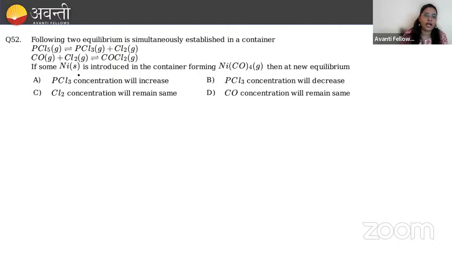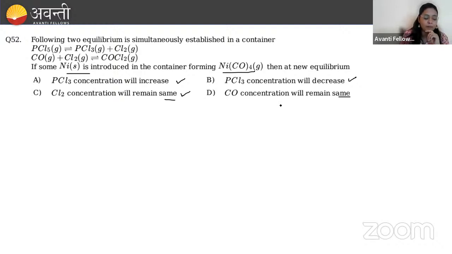If some Ni is introduced in the container forming Ni(CO)4, then at new equilibrium, what will be present? PCl3 concentration will increase. PCl3 concentration will decrease. Cl2 concentration will remain same. CO concentration will remain same. Whether PCl3 concentration will increase or decrease, in that way we have to talk about this.